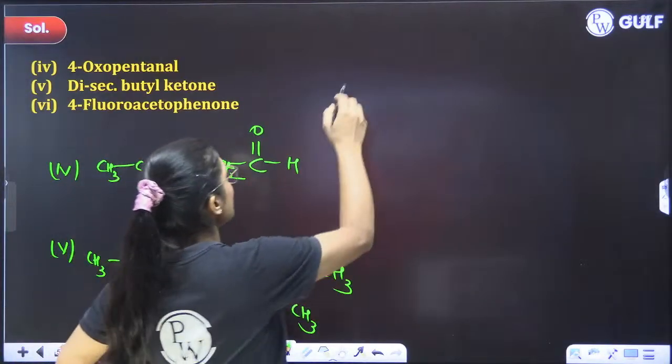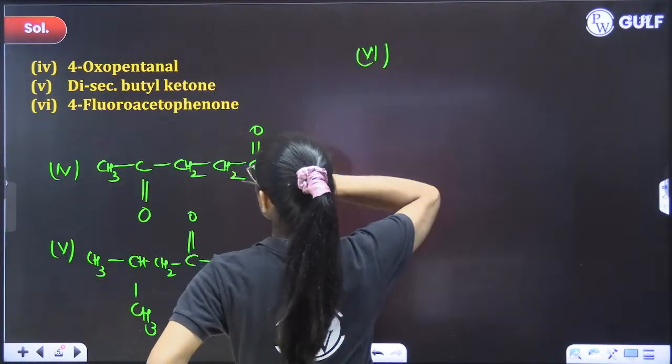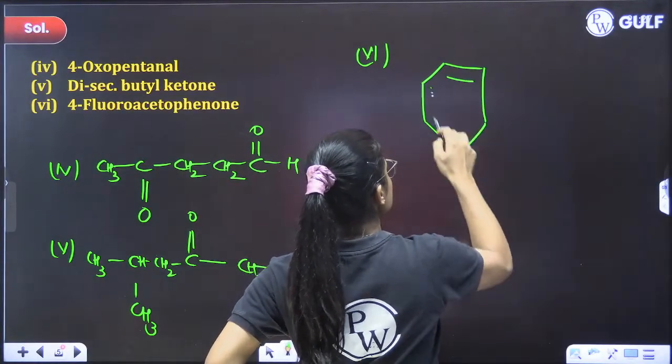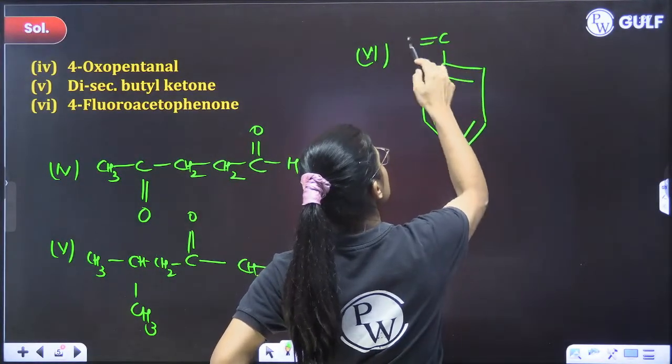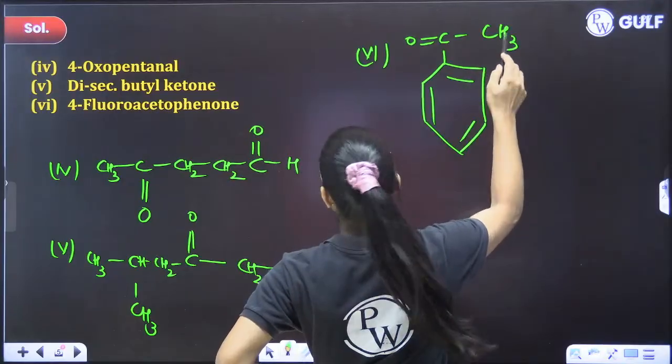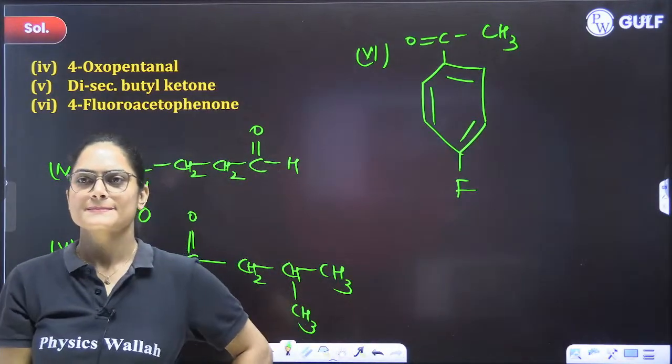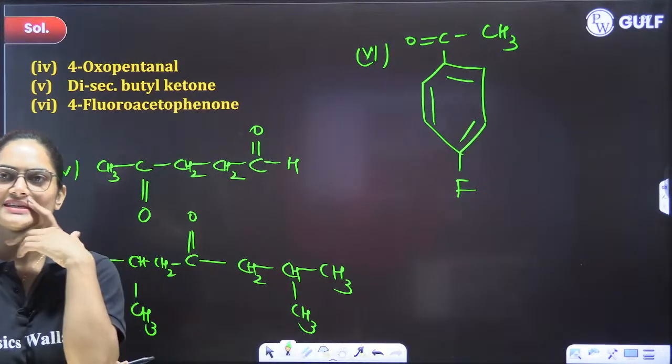Then the sixth one we have here is 4-fluoroacetophenone, and acetophenone is COCH3 present on your benzene ring. C double bond O CH3. So at fourth position you have 4-fluoroacetophenone. Clear? Is this clear?